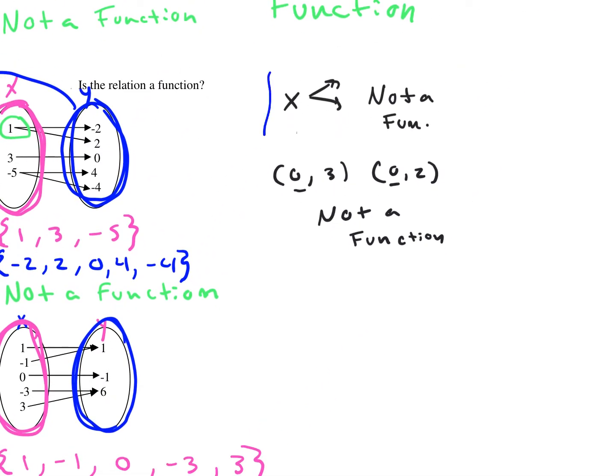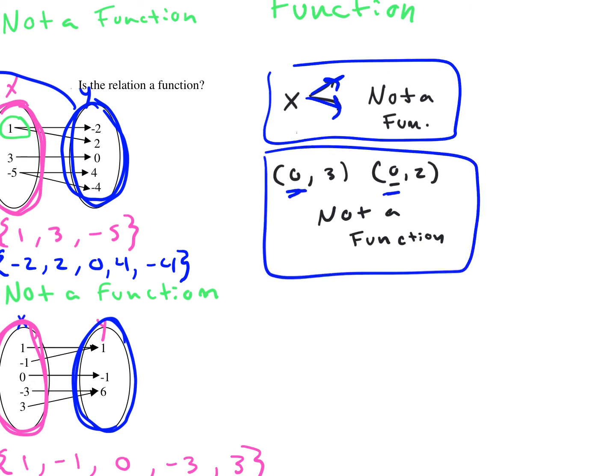Can't have two lines coming out of an x. Iggy, you paying attention? Can't have two lines coming out of one x. And you can't have your x's repeat. These are the two cases that are not a function. Can I have two numbers going to one y? Two lines going to one y? Yep, so this would be a function. So your y can repeat, your x's can't.